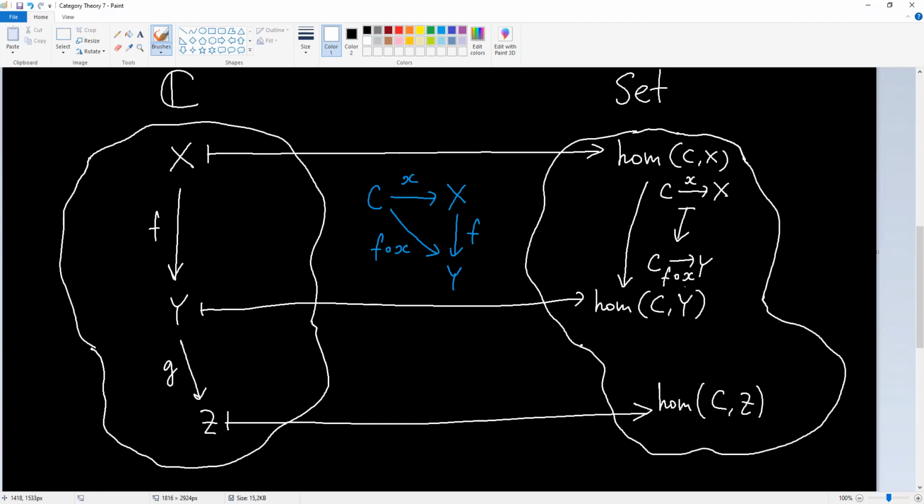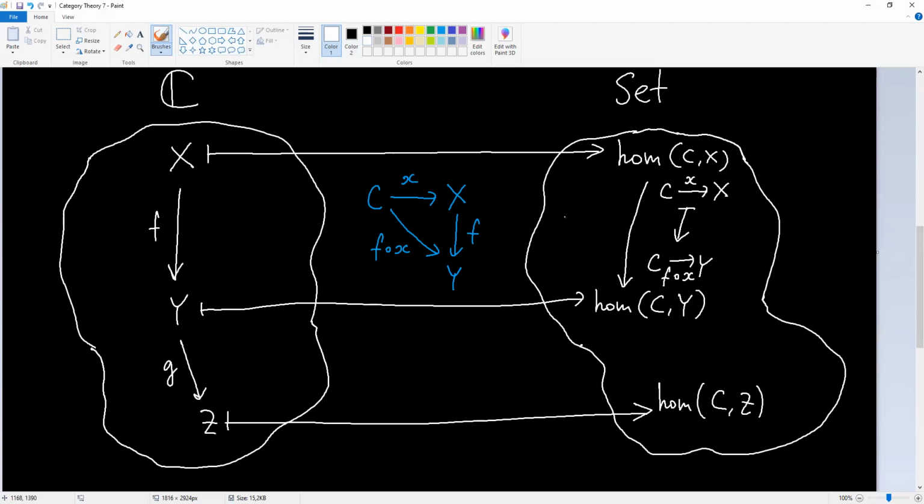So what we are exhibiting on this diagram is a way to think of each object in a category as a set, and a way to think of every morphism in the category as a function. But all of this depends on having fixed one object of the category, which in our case is the object C. We want this way of thinking about morphisms as functions to be compatible with the notion of composition.